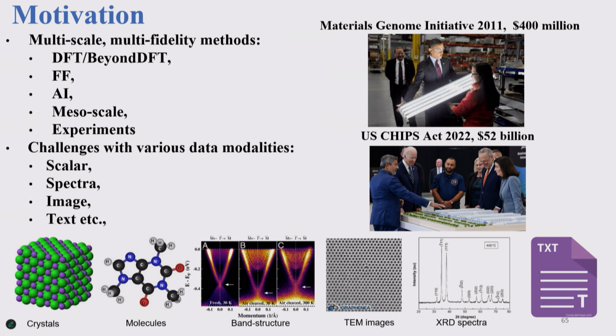Because usually what happens, there's a scientific discovery, but to get to industry it takes 10 years or 20 years or maybe never, right? So to lower or narrow this gap, to make this gap narrower, that was the motivation behind this MGI and US CHIPS Act.